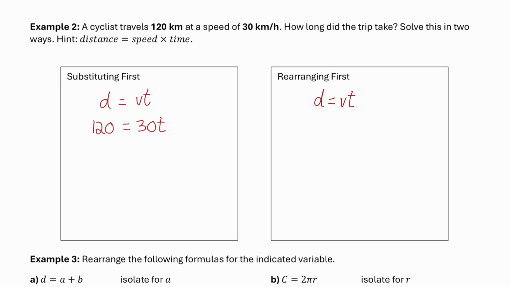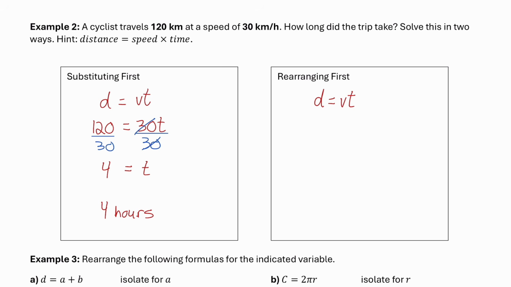So what I'm going to have to do to solve for t is, now that I've substituted in, I can now rearrange this formula to isolate t using inverse operations. The t is being multiplied by 30, so I'll do the opposite of multiplying by 30, which is dividing by 30, to remove it from the right side. And whatever I do to one side of the equation, I have to do to the other to keep it balanced. On the right, the 30s cancel, leaving just a t left on the right. And on the left side of the equation, I have the quotient of 120 and 30. 120 divided by 30 is 4. So the trip took 4 hours.